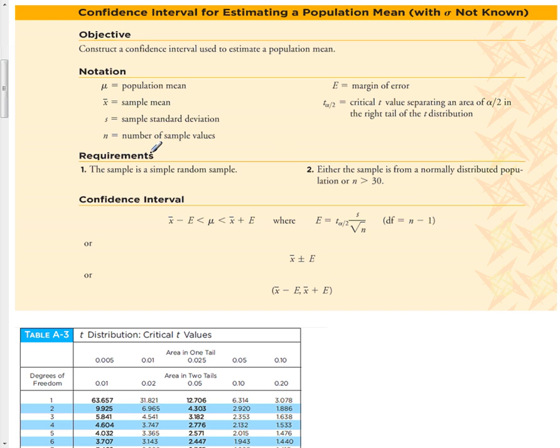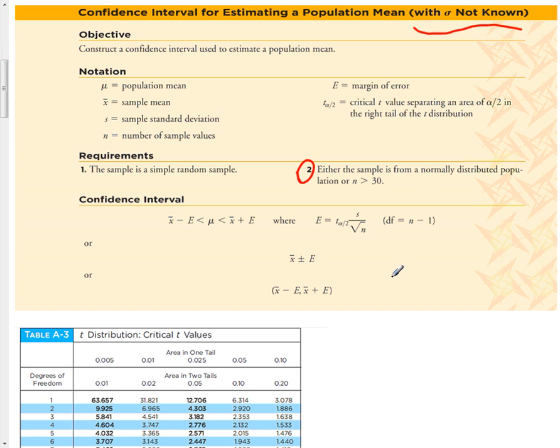The second requirement, if we knew sigma, was that we actually knew sigma. But we don't know sigma in this case because we're doing this with sigma not known, so that requirement is thrown out the window. We don't have to know sigma if we're going to use the methods of this section. But this criteria still has to be met. Either the sample is from a normally distributed population or the sample size is large enough. And by large enough, we say 30 is a large enough size. So anything greater than 30 is going to be what we consider a large enough sample.